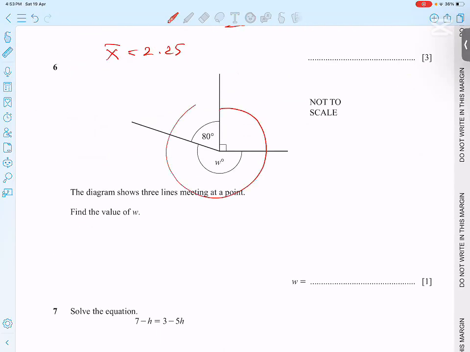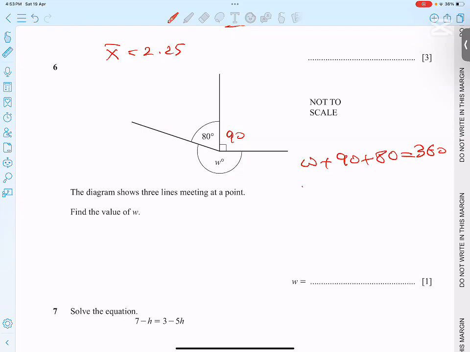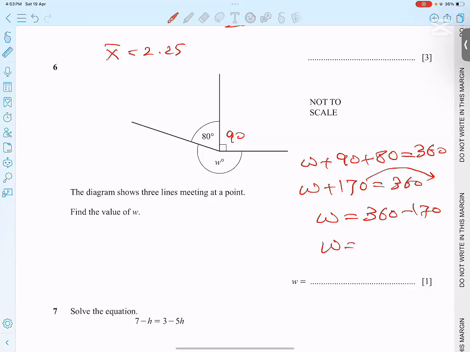Do you know, students, the sum of all angles in a circle is 100% 360 degrees, and this box represents 90 degrees. So W plus 90 plus 80 is equal to 360. And W, this becomes 170, and we subtract from there, and W becomes 360 minus 170. Because it's 1 mark, too much working is not required. Just for your sake of understanding, I'm doing this one. So the answer turns out to be 190. Okay, this is done.